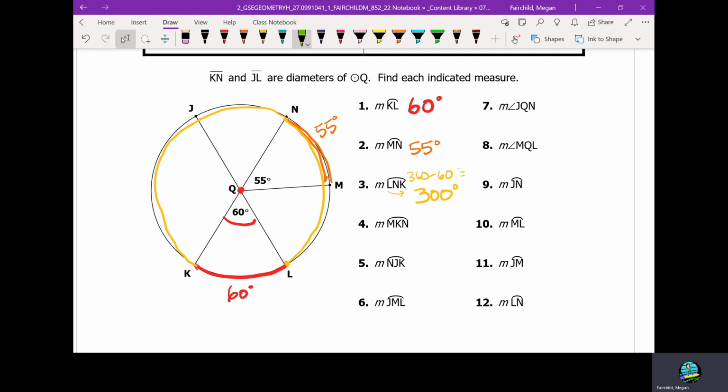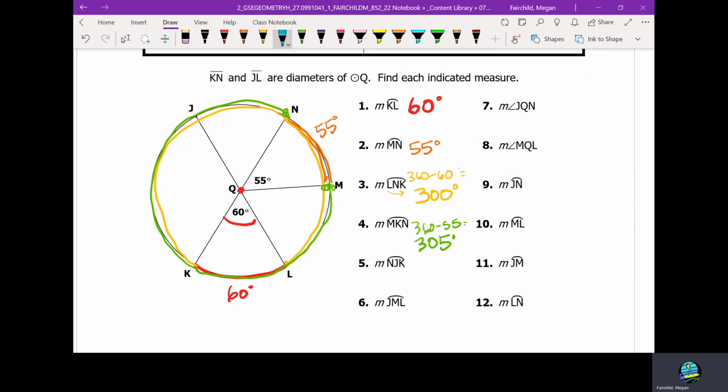We are looking at M, then we have to go to K, and then we go to N, which is over here. So everything except this 55 degrees. So again, we're looking at 360 minus 55, which is 305 degrees.